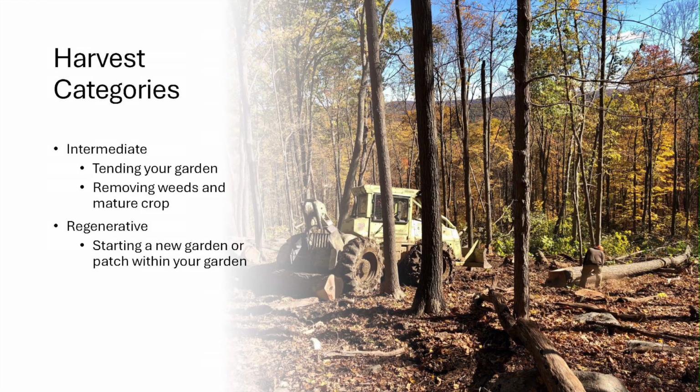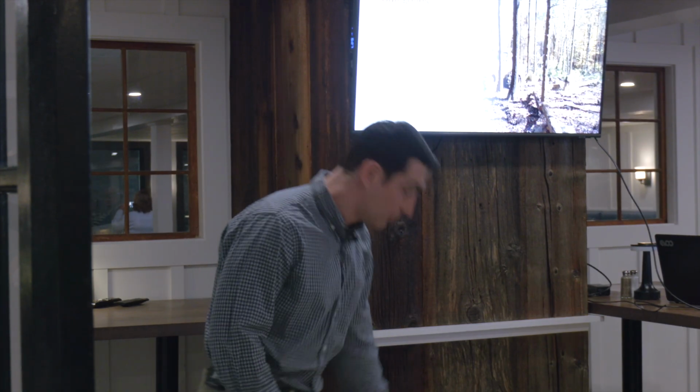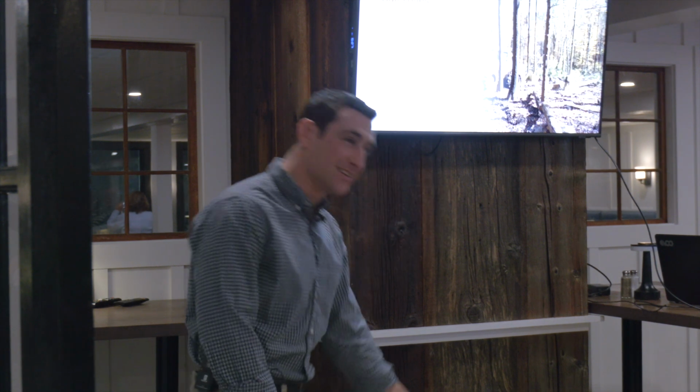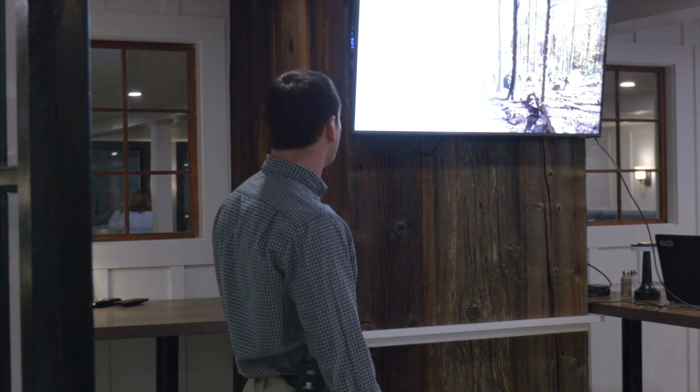So when we think about conducting a harvest, I try to frame it as there's two categories. There's intermediate and there's regenerative. And so intermediate is in the middle. It is like tending your garden, where you're removing some of the weeds and mature crop that is ready to be taken off the landscape. And so we're not necessarily worried about the seedlings and saplings that are on the landscape, because we're promoting those future crop trees. If your corn stalks were already this tall, I'm not a gardener, but I don't think you're worried about necessarily what's going on at ground level as much.